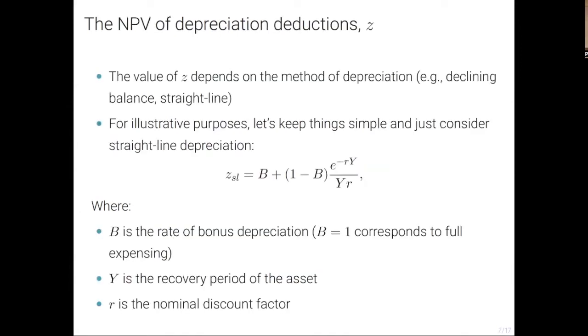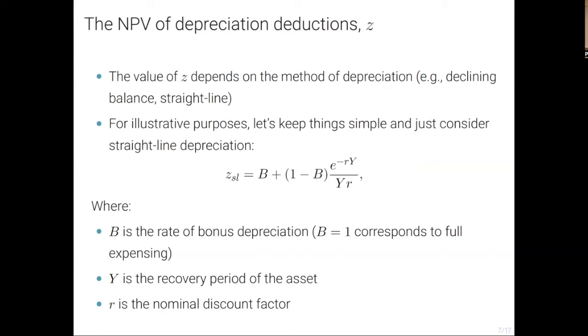The second channel is through the net present value of depreciation deductions, which we denoted with Z. So Z is computed in a way that depends upon the method of depreciation, whether it's, for example, declining balance or straight line, what the asset life is, and so forth. But for illustrative purposes, let's keep it simple. Just consider straight line depreciation, and that's the equation I've shared here. So ZSL is going to be the net present value of depreciation deductions under straight line depreciation.